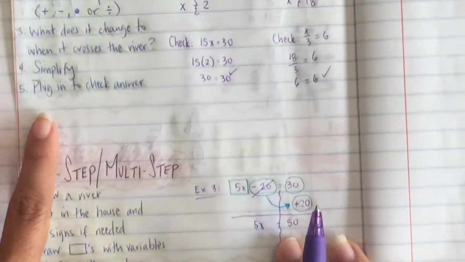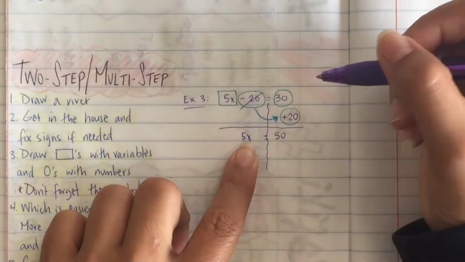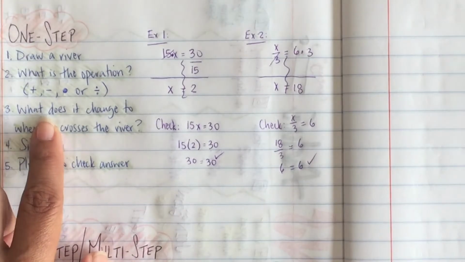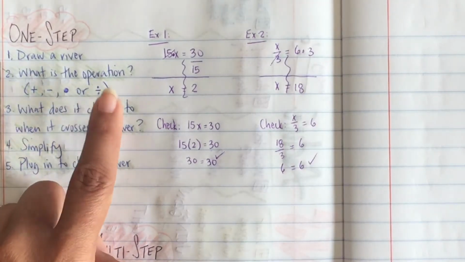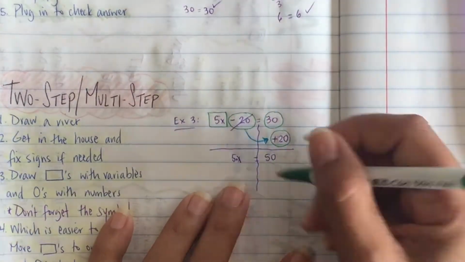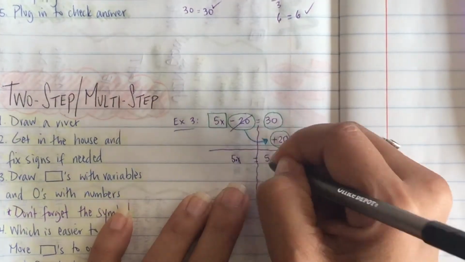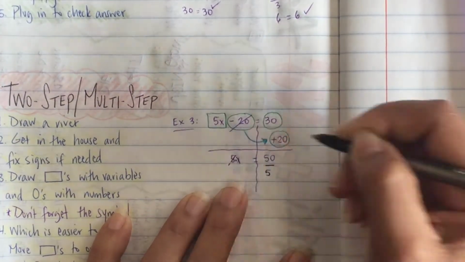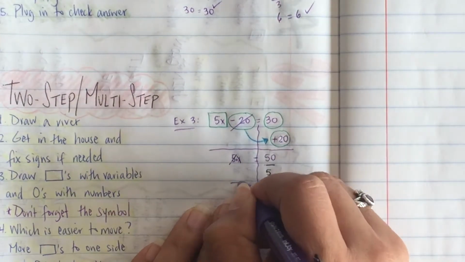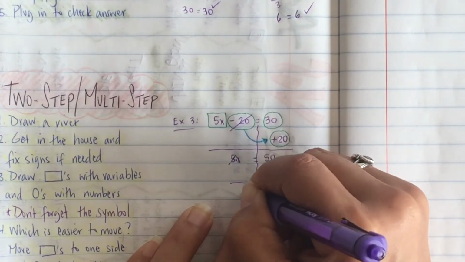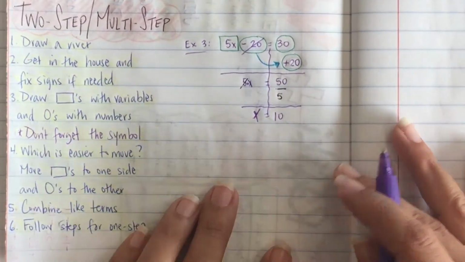Then follow the steps for the one-step equation that we just did. Again, what's the operation? It's multiplication. What happens when multiplication crosses the river? It changes to division. So divided by 5. Simplify once again. You're going to get x equals 50 divided by 5, which is 10. Alright, let's check our answer.